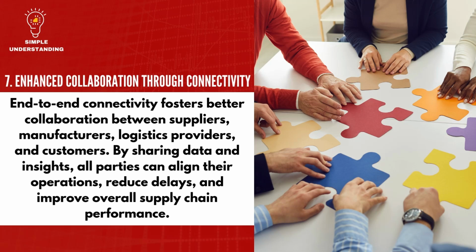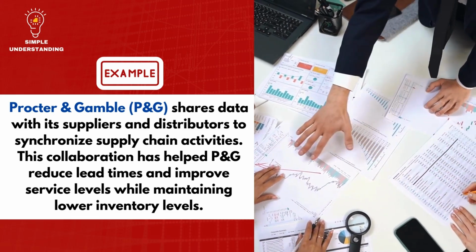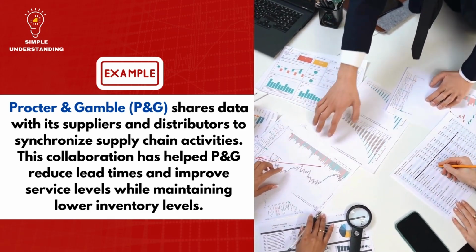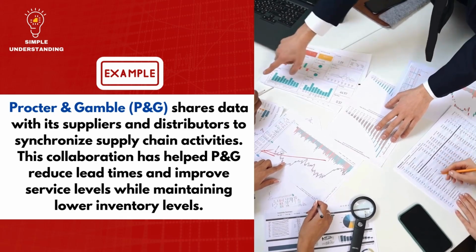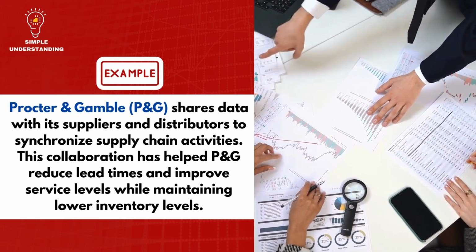7. Enhance collaboration through connectivity. Explanation. End-to-end connectivity fosters better collaboration between suppliers, manufacturers, logistics providers, and customers. By sharing data and insights, all parties can align their operations, reduce delays, and improve overall supply chain performance. Example: Procter & Gamble, P&G shares data with its suppliers and distributors to synchronize supply chain activities. This collaboration has helped P&G reduce lead times and improve service levels while maintaining lower inventory levels. 8.